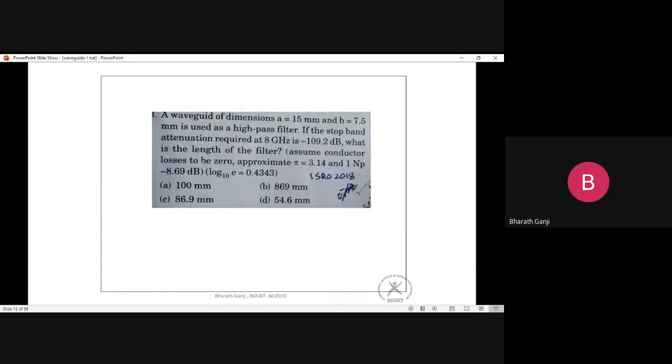Okay, so here is another question. Here they are asking that they have a waveguide with these dimensions, and they want to use it as a high pass filter. High pass filter means higher frequencies should pass. Usually a rectangular waveguide behaves as a high pass filter.